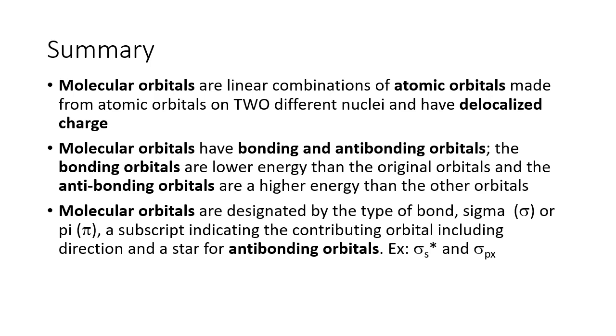Molecular orbitals are designated by the type of bond, sigma, given by lowercase Greek sigma, or pi, given by lowercase Greek pi, and a subscript indicating the contributing orbital, including the direction, and then followed by a star if it's an antibonding orbital. So for example, we have sigma s star and sigma px as an antibonding and a bonding case.